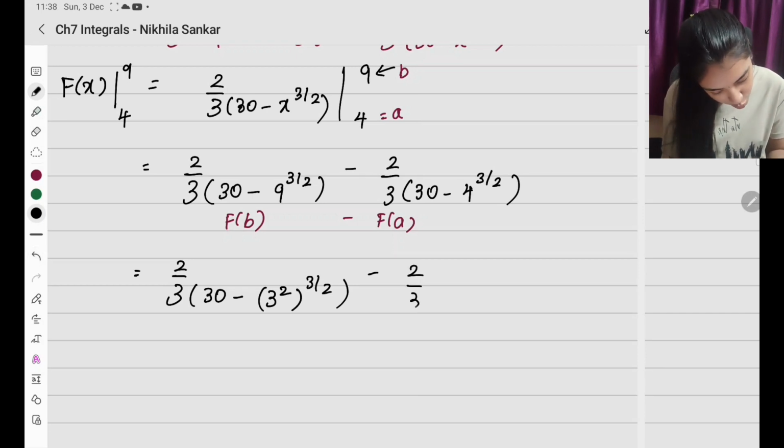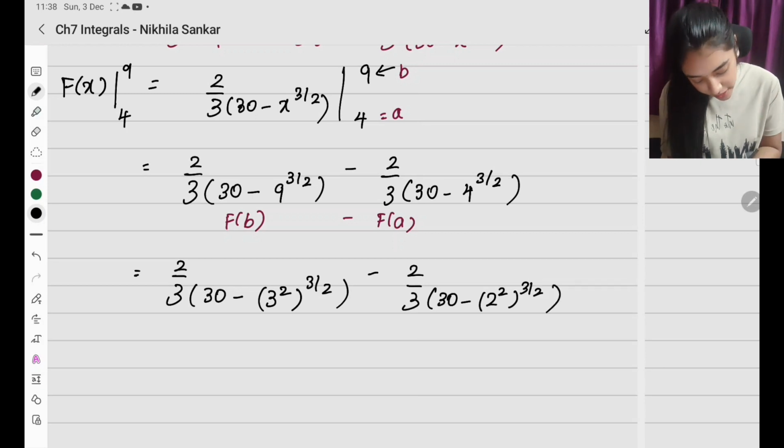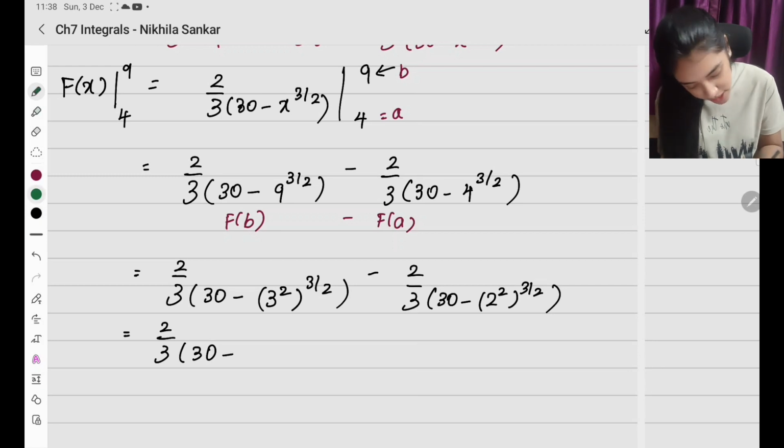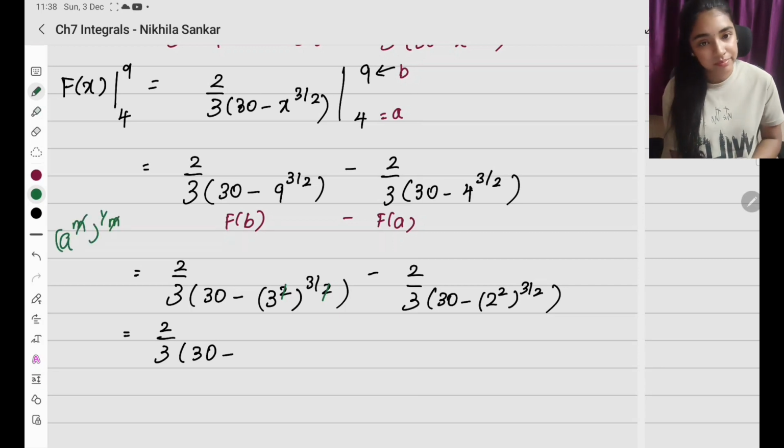Minus 2 by 3 times 30 minus 4 can be written as 2 square to the power 3 by 2. When I simplify this, I have 2 by 3 times 30 minus, you see that the power gets cancelled. When you have a to the power m to the power 1 by m, this gets cancelled. Correct? So, it's the same concept here also, the 2 and the 2 get cancelled.